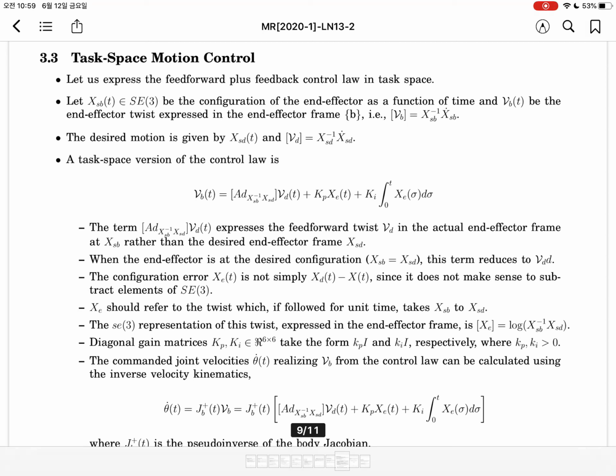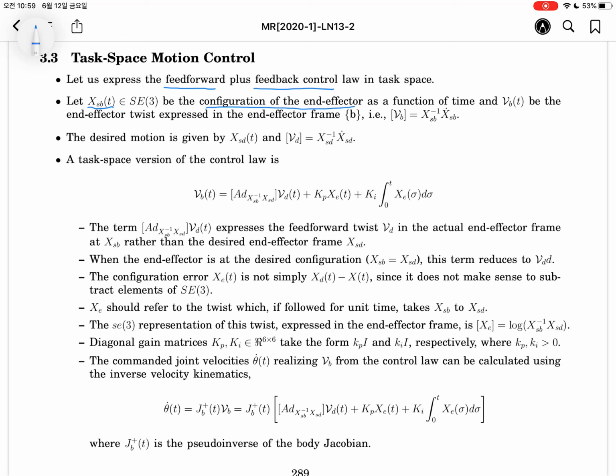Section 3.3.3, task space motion control. We are using feedforward plus feedback control, PI, that is recommended by this textbook. So we will use feedforward plus feedback control as a PI. In the task space, the homogeneous transform XSB, the body frame, the end effector frame in terms of the S frame.